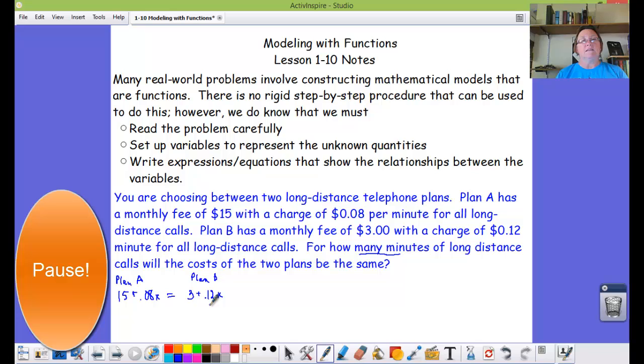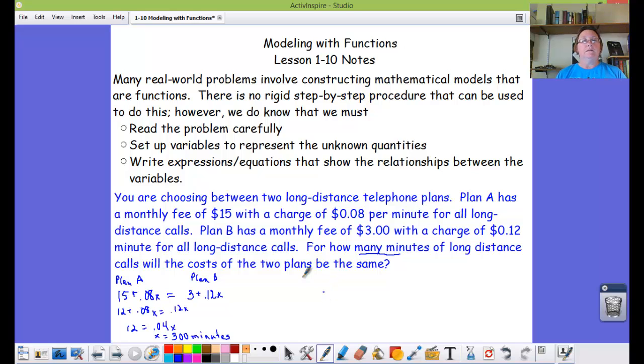I'm going to ask you to pause the video, do the arithmetic, and we'll join up here in just a minute. Okay, here's my work. I started out by subtracting 3 from each side so that I could get the number parts together, then 0.08x from each side. I ended up dividing 12 by 0.04 to come up with 300 minutes.